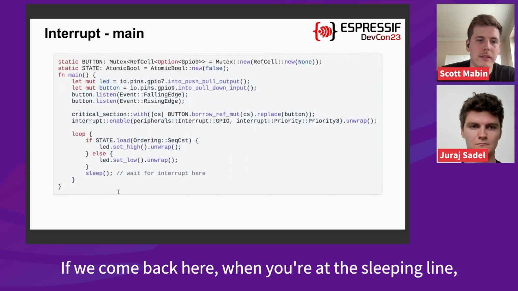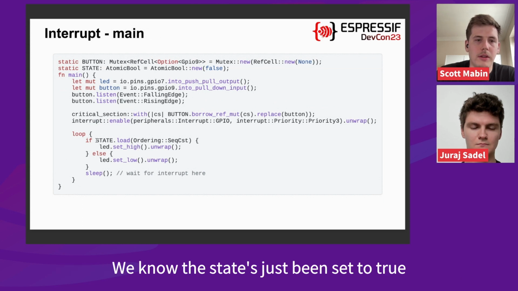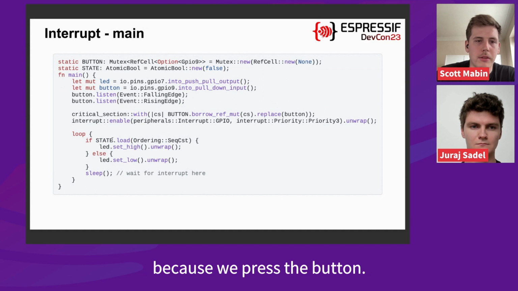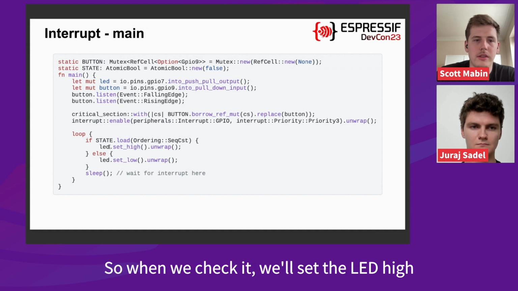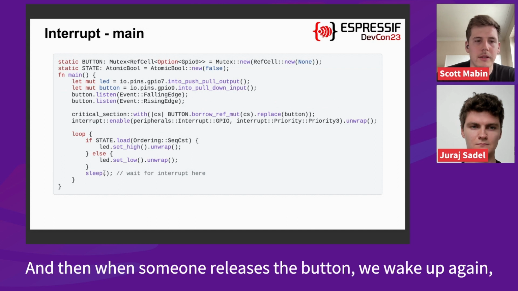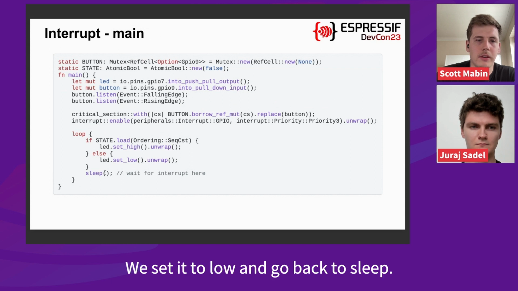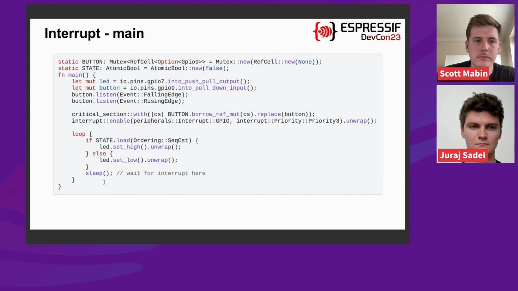If we come back here, we are at the sleeping line, and now the interrupt has happened, it's been serviced, we wake up. We know that state's just been set to true because we pressed the button. So when we check it, we'll set the LED high and then go back to sleep. And then when someone releases the button, we wake up again, check the state, and it will now be low. We set it to low and go back to sleep.